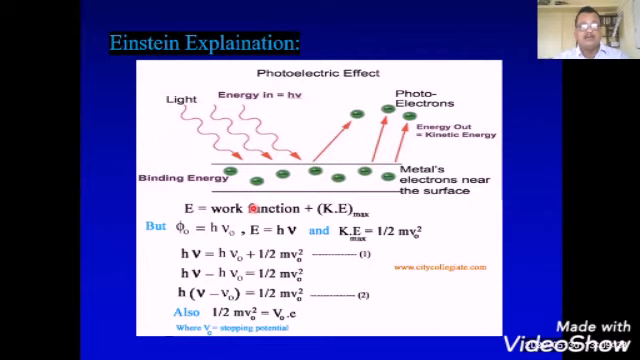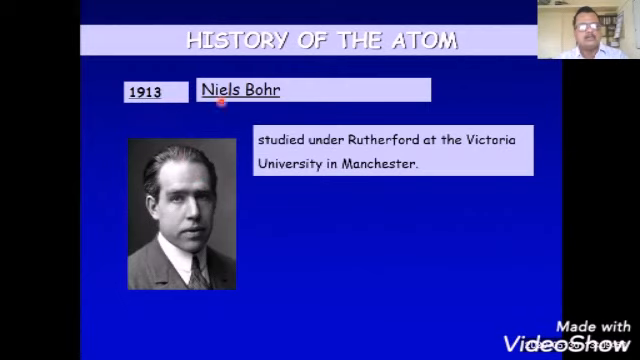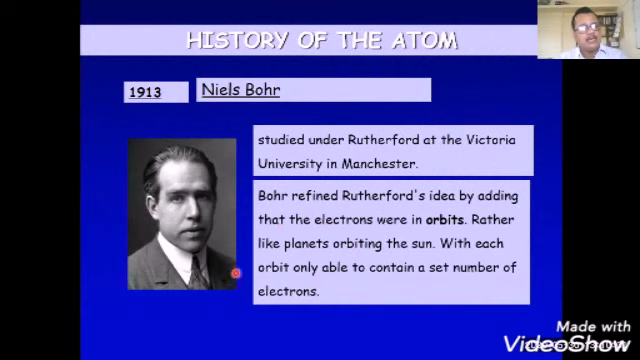And then in 1913, Niels Bohr, the student of Rutherford, again revolutionized physics. He proposed the famous Bohr's theory to explain the structure of the atom and also the hydrogen spectrum. In 1913, Niels Bohr studied under Rutherford at Victoria University in Manchester. So he was the student of Rutherford, and he refined Rutherford's idea.